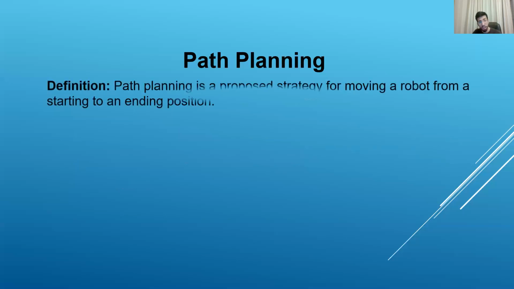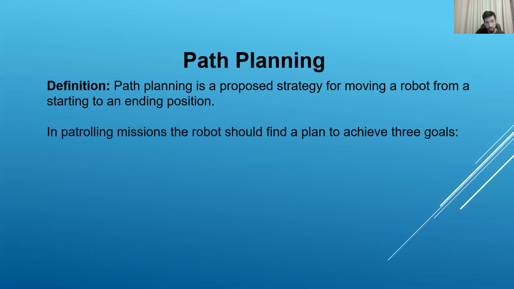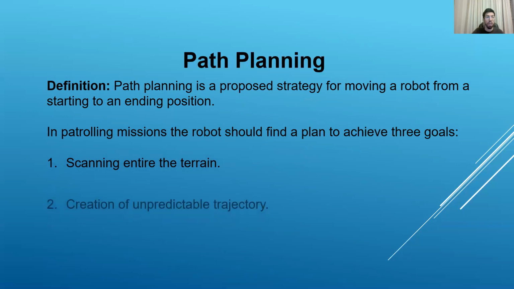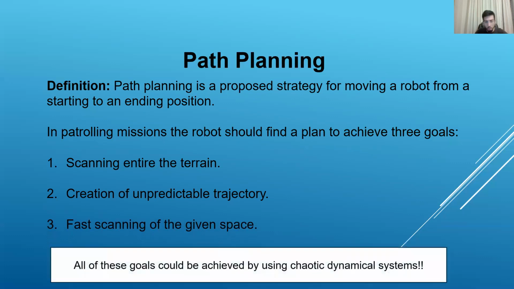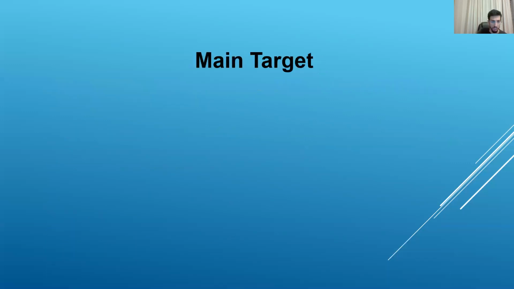Path planning is a strategy for moving a robot from a starting to an ending position. In patrolling missions, the robot should find a plan to achieve three main goals. First of all, it should scan the entire terrain. Secondly, it should create an unpredictable trajectory. And finally, it should scan the given space as soon as possible. All of these goals could be achieved, as I said, by using chaotic dynamical systems.